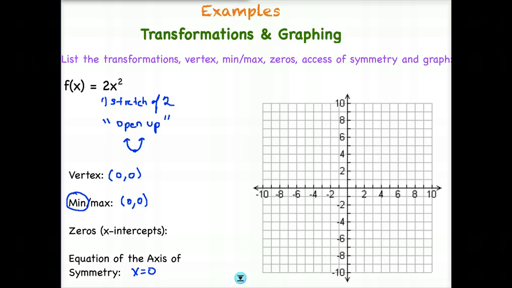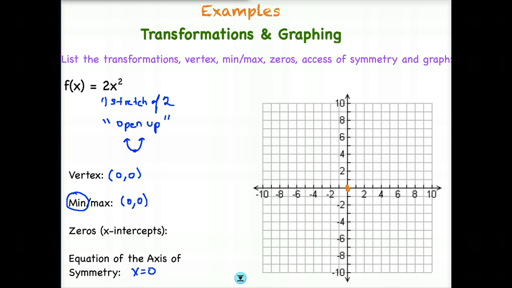Okay, now let's graph this. So when we graph it, a couple things we can do right off. We can plot the vertex, which is here at 0, 0. And then we really only need 1 or 2 other points on one side, and then we can plot those symmetrically on the other side.